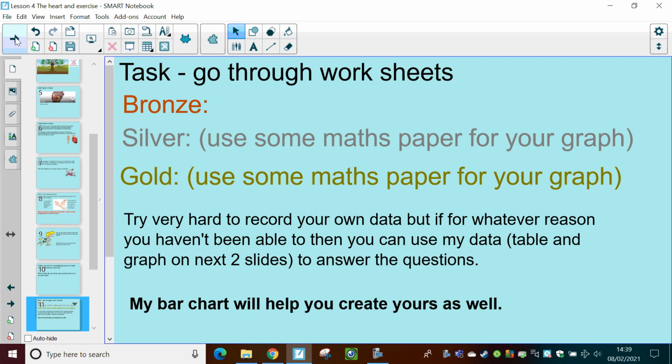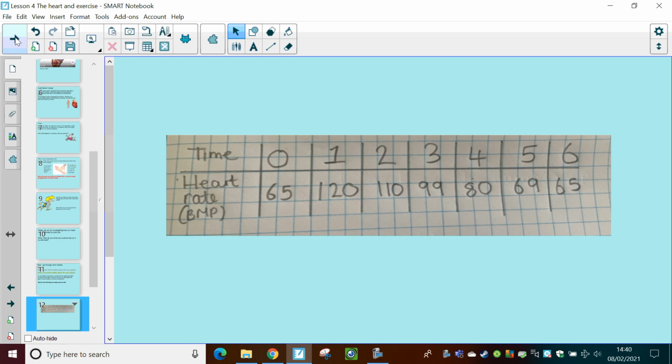Silver and gold, where you're going to be presenting your data in a bar chart, you'll probably need some math paper. So just take a sheet from the back of your book, or if you prefer, just draw it into your math book and just title it as science, okay? Now, try very hard to record your own data, so taking your own pulse during this investigation. But for any reason that you struggled with that, you can use my data, which is here. That's my table.